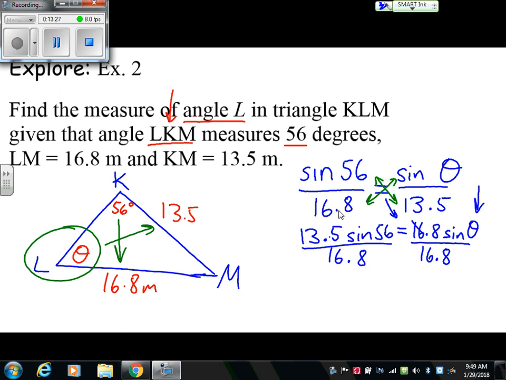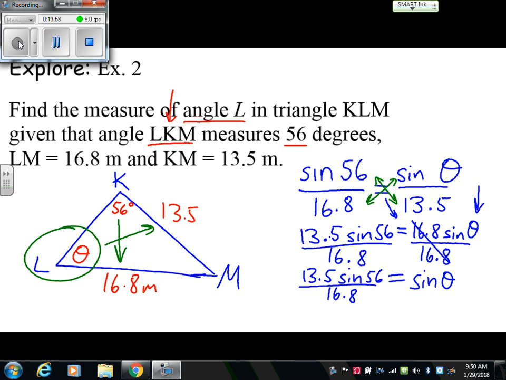So the 16.8s cancel out here on the right side. Now on the left side, we're getting sort of this big multi-fraction thing with trig ratios in there. But I'm not worried about that at this moment. The only thing that I'm worried about is getting theta alone, and then I'll put everything in the calculator in one step. So we're so close to being alone. I am going to rewrite this very quickly here, just so it's a little cleaner. So you'll notice on the right side, all I have is just sine of theta.